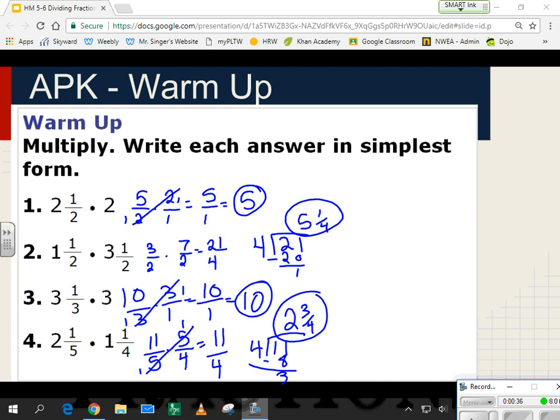So here are 4 problems, and here are the 4 answers. 5, 5 1/4, 10, and 2 3/4. And you'll see anytime I had an opportunity to cross simplify, I did. And the 3 times I did, it was because they were the same number diagonally, so they automatically became a 1. All right, let's get into our lesson today.